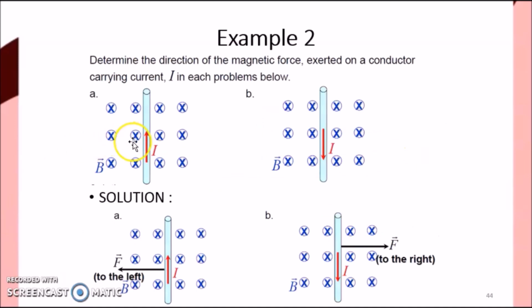And then for this one, okay, you use your left hand rule, FBI. So B is into the page, I is upward, so F will be to the left. For this case, I is downward, B is into the page, F will be to the right.